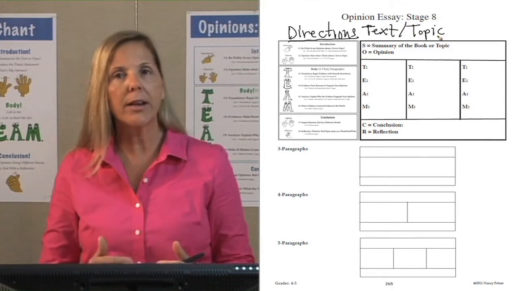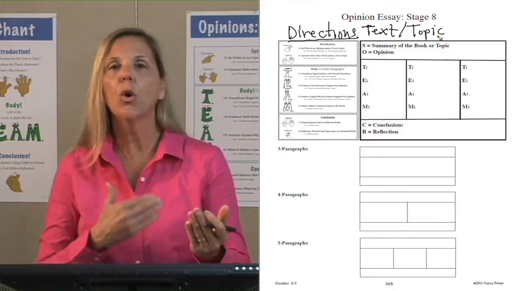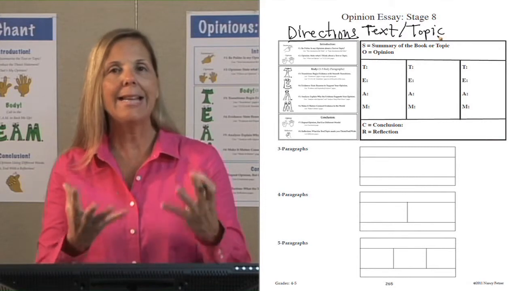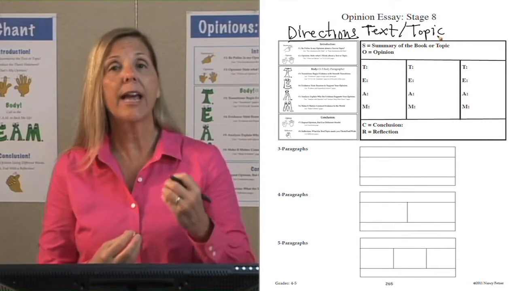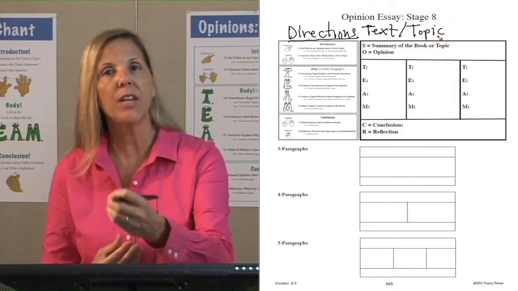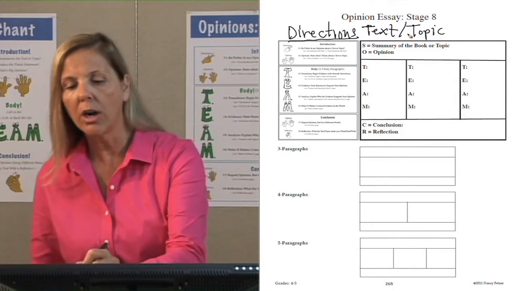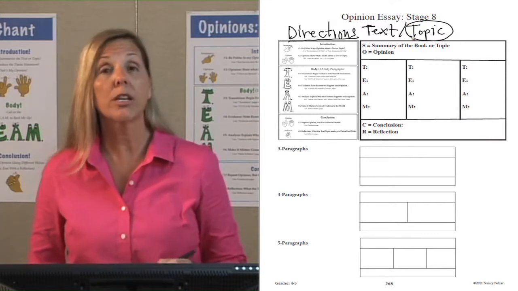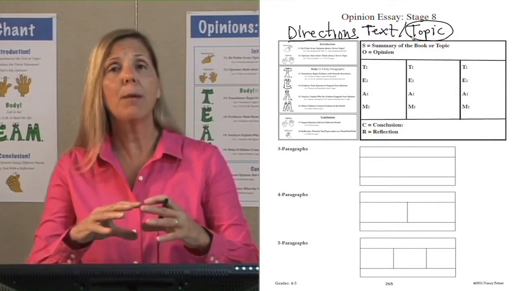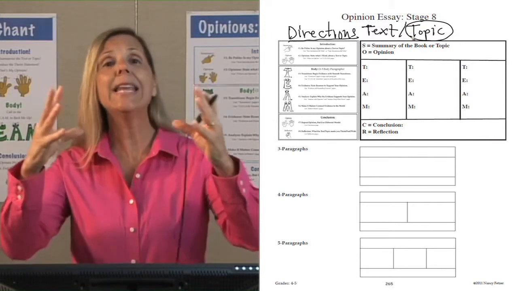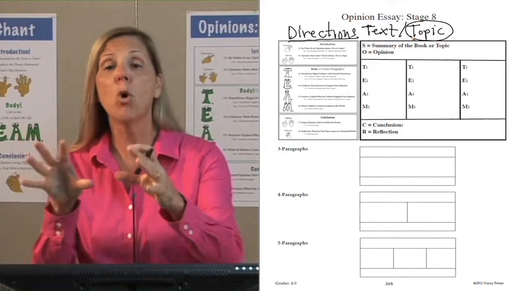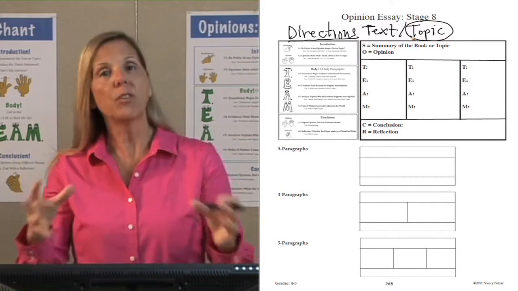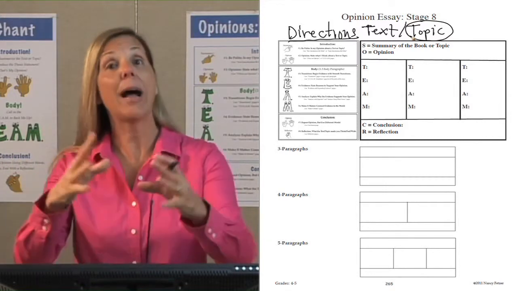And when we're talking about a text, that could be literature or information, any type of text that your students are reading. And then they are going to have an opinion about that specific text. Or they can have an opinion about a topic. And a topic is anything in the world, which means that your students will look at multiple pieces of information from which they will form an opinion about a topic.